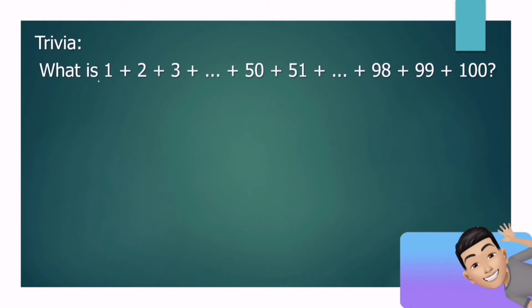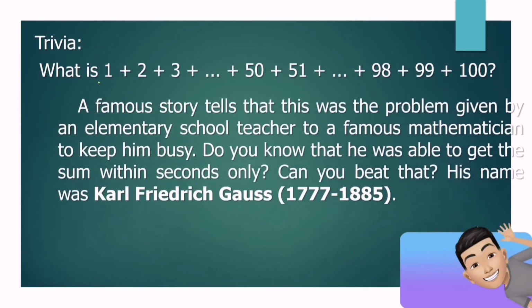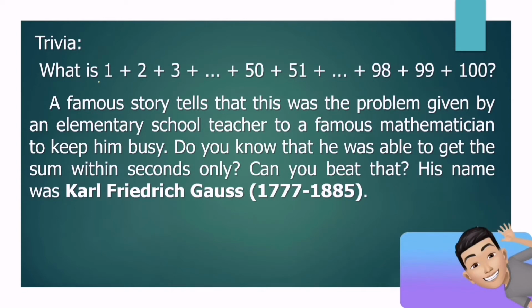In the history of math, merong story about an elementary school teacher na nagbigay ng ganyang problem sa kanyang estudyante, na ngayon ay famous mathematician na. And do you know that he was able to get the sum within seconds only? Grabe yun. Kung isusubukan natin, 1 plus 2, 3 plus 3, 6 plus 4, 10 plus 5, 15. Ang hirap, hindi siya magawa in just seconds. At ang pangalan niya, si Carl Friedrich Gauss. Search nyo kung anong mga contributions niya pa sa math.